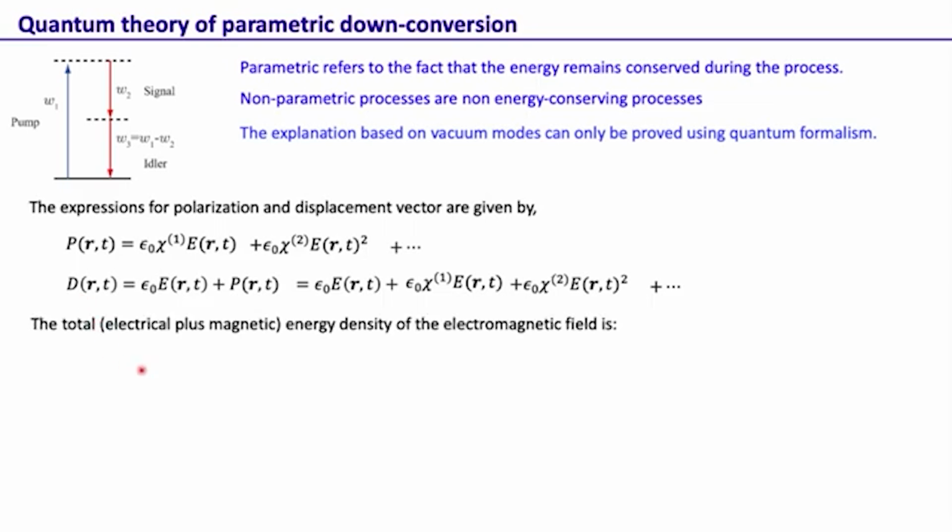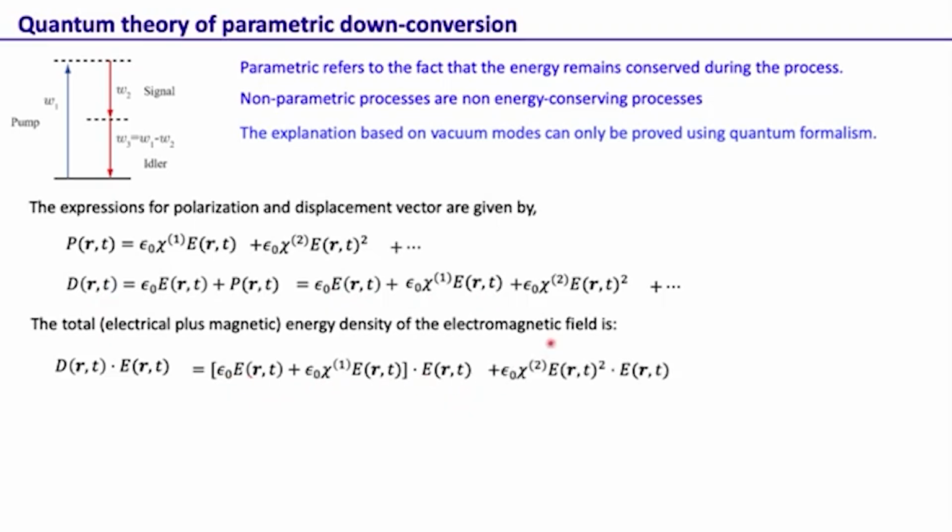Now the total energy density of the electromagnetic field, and total means the electric plus the magnetic, is given by D dot E, this we know. Given this expression for D, D dot E can be written like this. That's the linear term, corresponding to which we have epsilon naught E plus epsilon naught chi E dot E, and then because of the second order term we have epsilon naught chi 2 E squared dot E. Of course there are other terms, but at this point we are not interested in those.